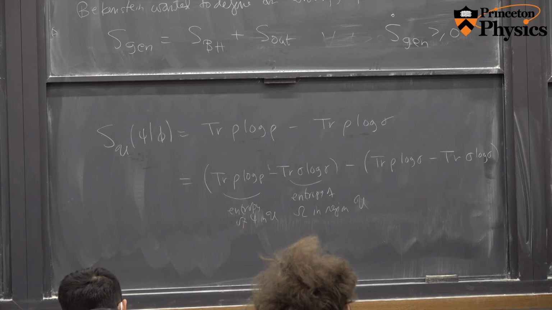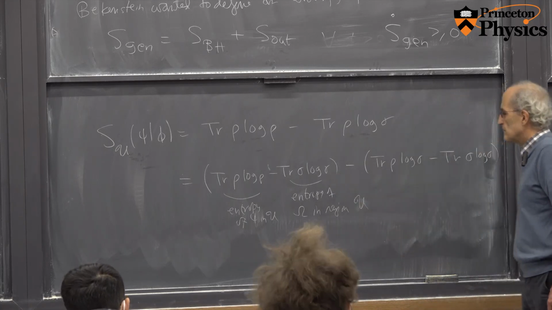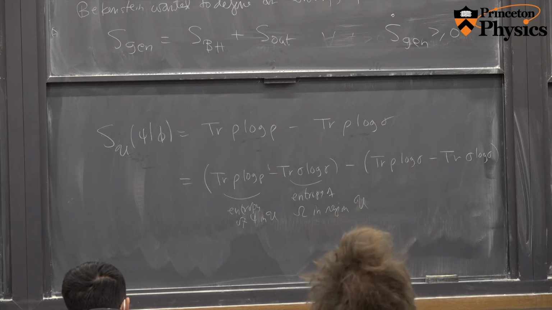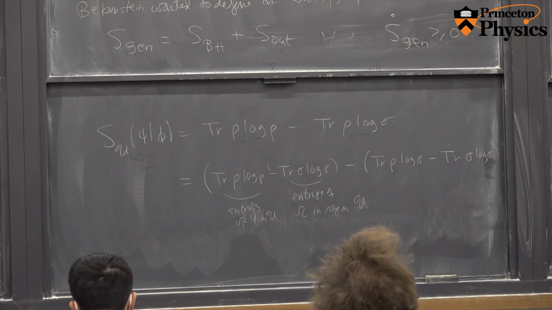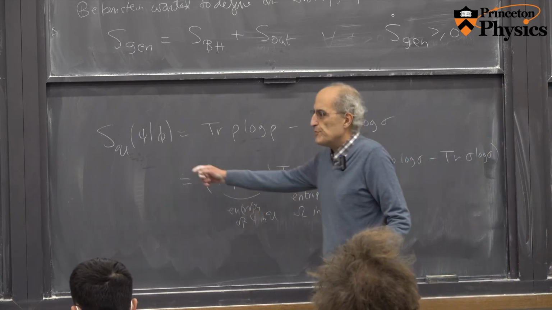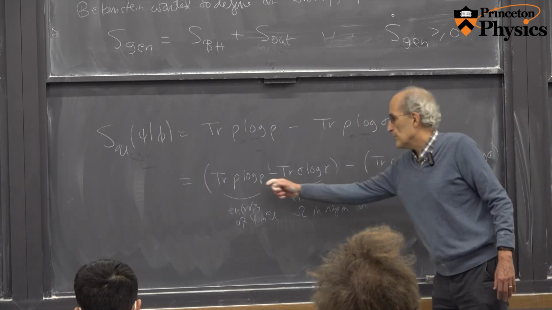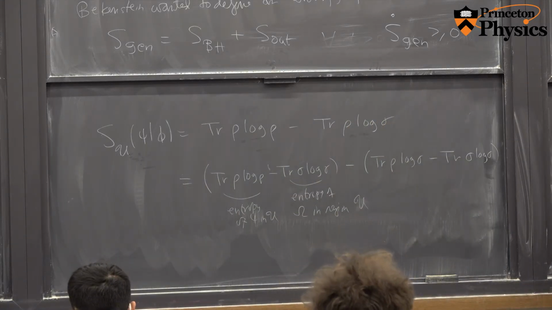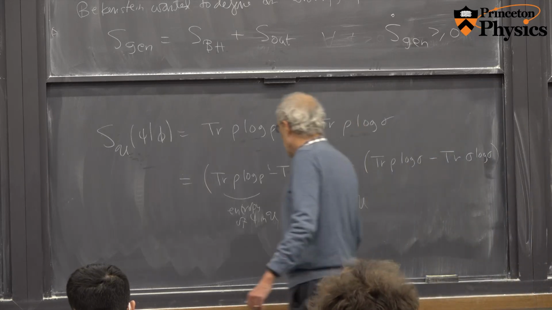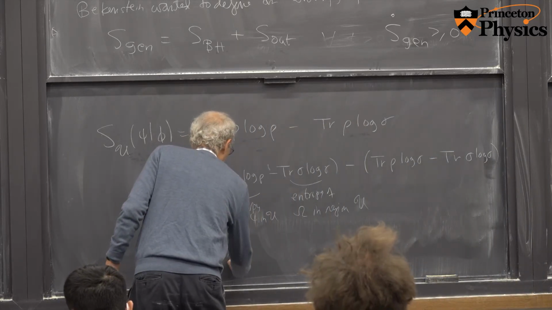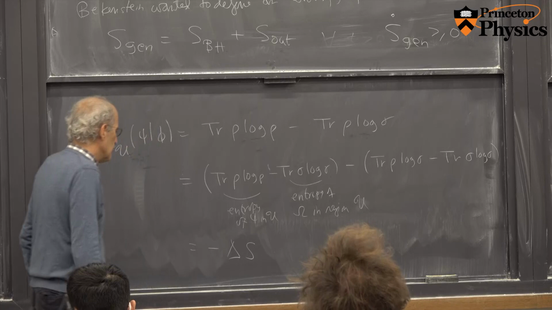Because every state looks like the vacuum at short distances, this difference is finite, or at least potentially finite. It's typically finite, although you can find situations where it's not finite, which is related to the fact that the relative entropy can be plus infinity. But unlike the two entropies separately, this difference has a decent chance of being finite. And we'll call it minus delta S, minus the entropy difference.